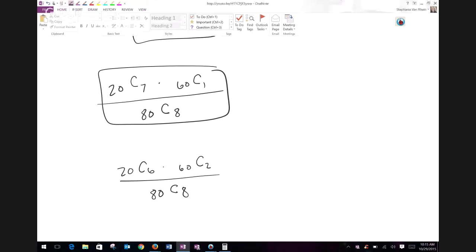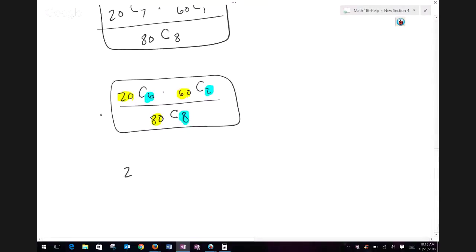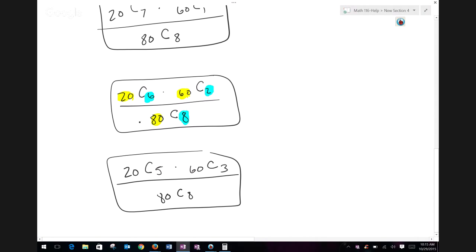So some things that show up here, the 20 plus the 60 is the 80. That's the total number. 20 of them are winning, 60 are not winning out of the 80 total. And then we want to pick 6 in this category. So we have 2 left because we're picking 8 total. Right? So the setup here is pretty straightforward. If we want to pick 5, 20 choose 5 times 60 choose 3 over 80 choose 8. All the bottom numbers here are the same. It's 80 choose 8.